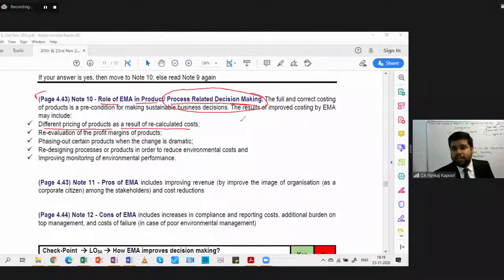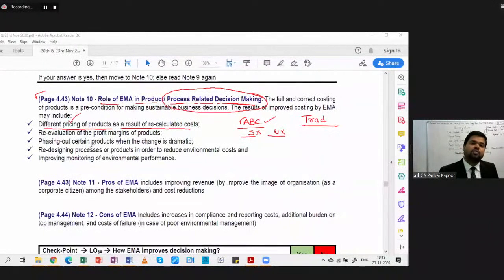Obviously, if we charge the environment cost based upon the ABC method, likewise we did in the question which we just solved, the question of XX and I think WX chemicals, we may come to a cost which is different under traditional costing. Because the cost is changed, the new pricing can be established.